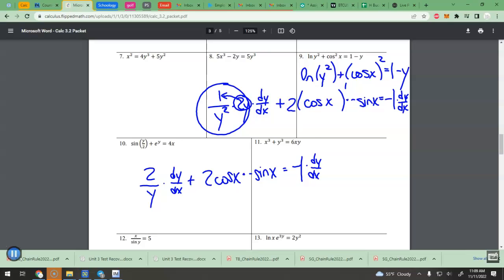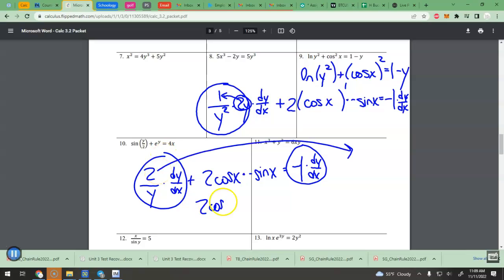So then I'm going to bring this guy over here. So I got 2 cos x times negative sine of x equals negative 1 times dy dx minus 2 over y times dy dx. And I'm kind of running out of room here, so I'm going to cheat a little bit. But I think you guys can see.